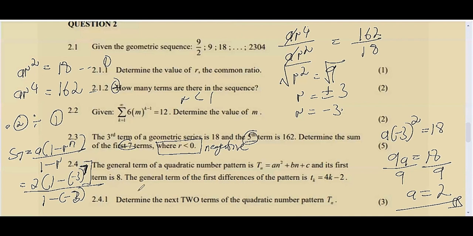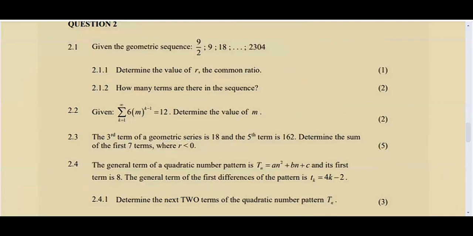And then when we punch our calculator there, our sum to 7 terms is equal to 1094. So there you go. Just by solving that, you'd have yourself a whopping 5 marks. So these are the kind of questions that you should practice more.